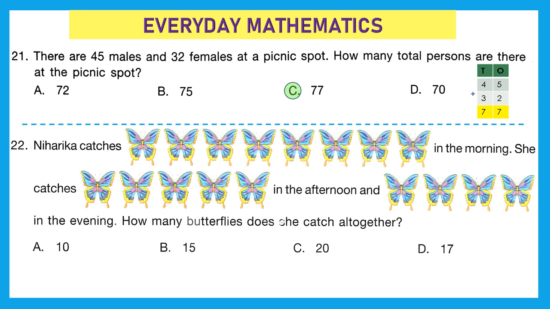Question 22. Niharika catches these many butterflies in the morning. She catches these many butterflies in the afternoon and these many in the evening. How many butterflies does she catch altogether? And again we know that this is an addition sum. So let's start counting the butterflies. 1, 2, 3, 4, 5, 6, 7, 8, 9, 10, 11, 12, 13, 14, 15, 16 and 17. So in total 17 butterflies were caught. 8 plus 5 plus 4 is equal to 17. Correct option is option D.